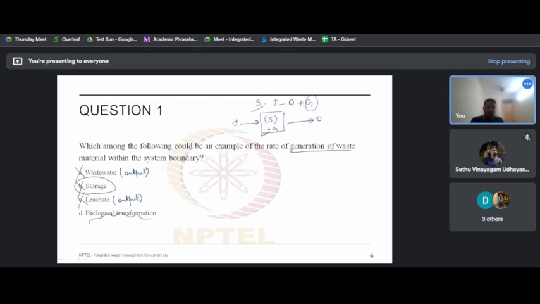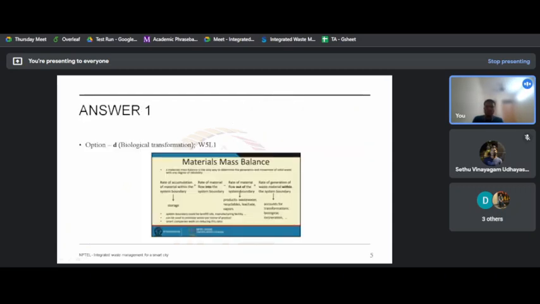So that is mainly the degradation of wastes that happens within the system boundary. And that can lead to generation of waste, or sometimes it can even lead to reduction of waste. In that case, the value of G would be negative. So D is the correct answer, that is biological transformation. We'll discuss this using the slide also. So option D was the correct answer, biological transformation. Students can refer to the first lecture of this week.